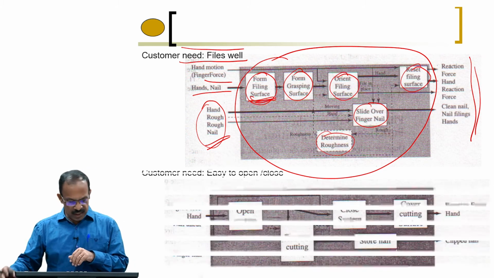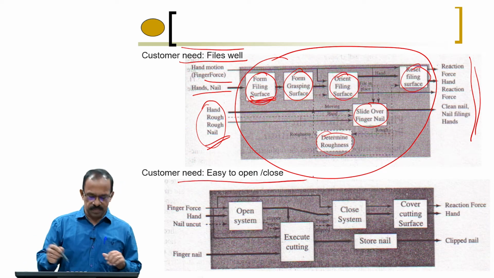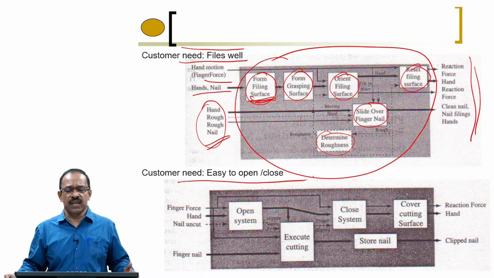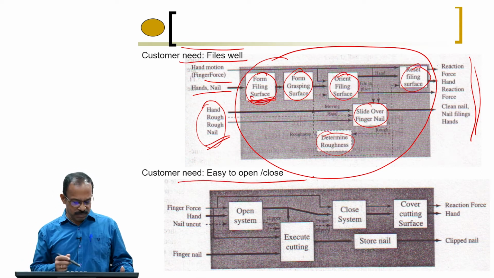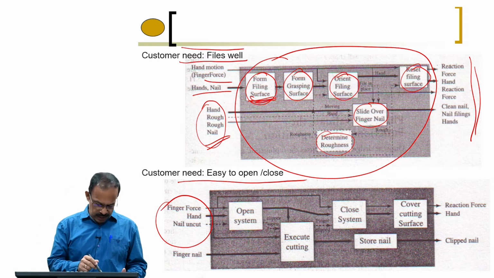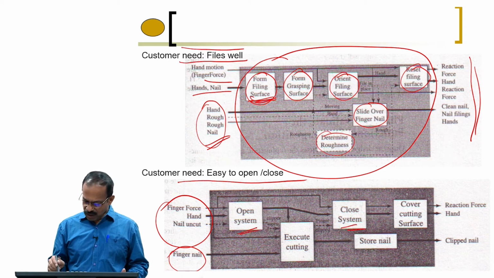Same way you can see easy to open and close. The requirement from the customer was probably that the existing products are difficult to open or close. Then we need to see what functions are involved in opening and closing, and which function can be modified to make it easy. Again you will see these are the inputs: finger force, hand, nail, and then fingernail, and open system, close system, close cutting surface, execute cutting, and store nail.